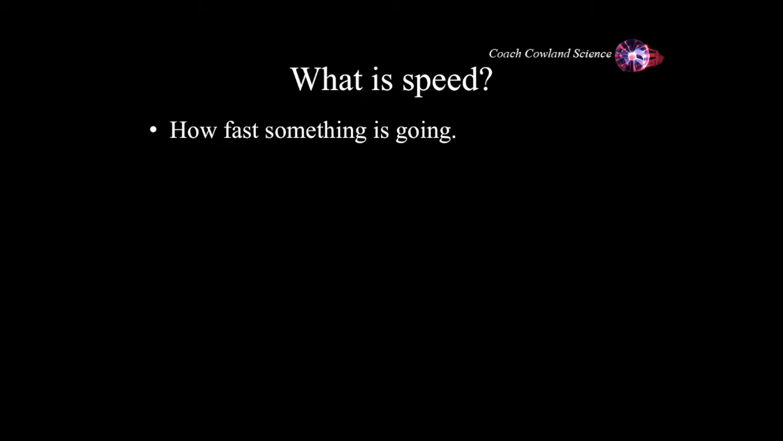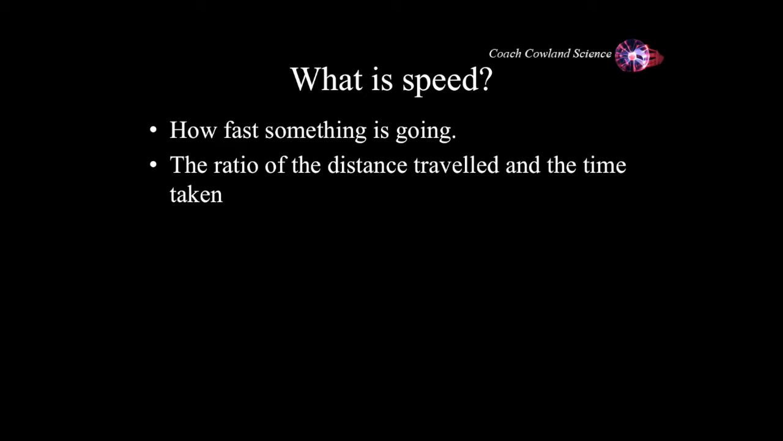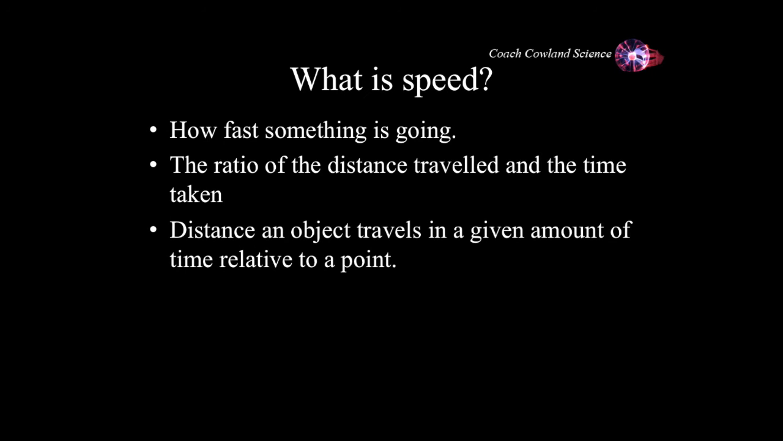But we need to be a little bit more specific here. So maybe we could look at it mathematically. We use a lot of math in physics, so we could say it's a ratio of the distance traveled and the time taken. So that's a pretty good mathematical definition. So let's take this one step further and make it into a physics definition, shall we? And we'll say it's the distance an object travels in a given amount of time relative to a point.